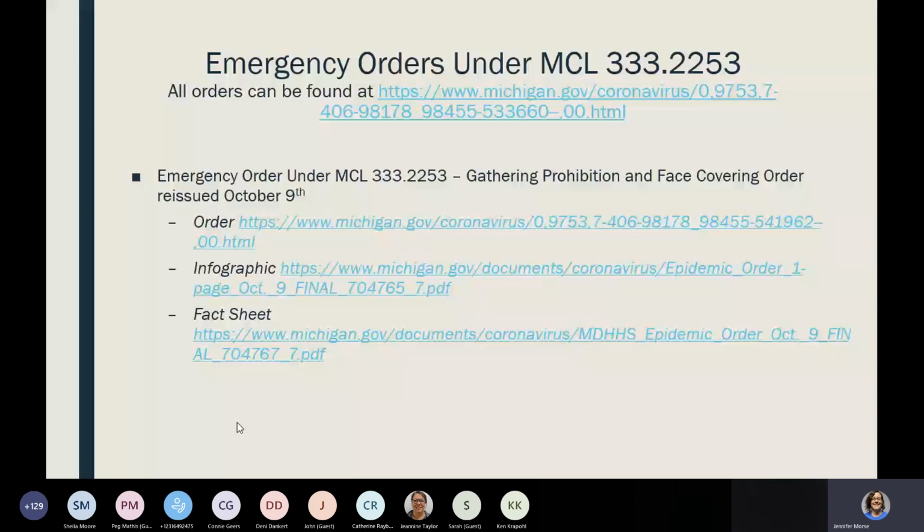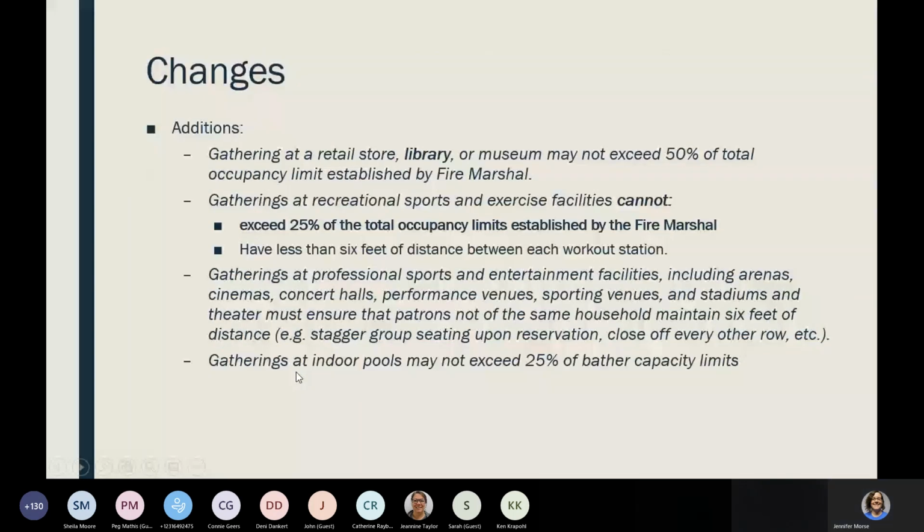After we talked last time, a couple weeks ago, there was a new emergency order that replaced the one that was released on the 6th. So there's a new one now out that addresses the gatherings and face coverings. The link to it is here. There's a couple of infographics that help make it a little easier to understand. There's just a few changes and additions with those.